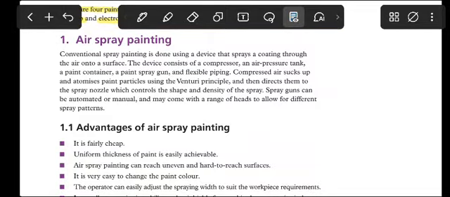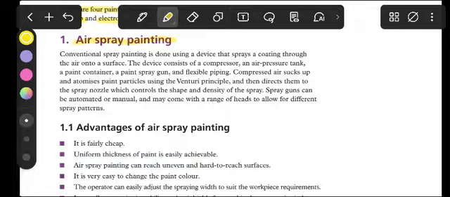So we have our air spray painting. Conventional spray painting is done using a device that sprays coating through the air onto a surface. The device consists of a compressor, air tank, paint container, paint spray gun, flexible piping, compressed air hoses, all of these things, guys. What is important here, they will ask you about this most of the time.